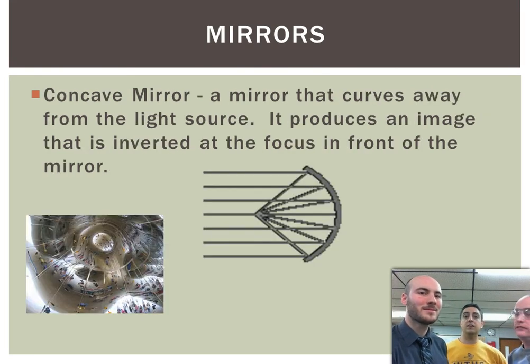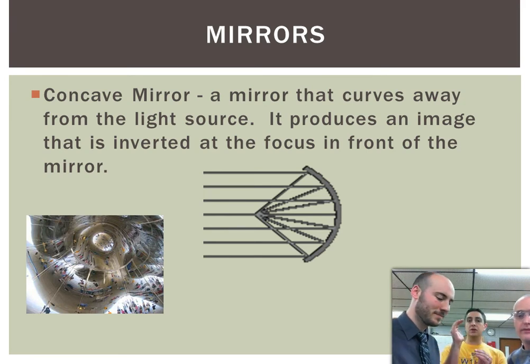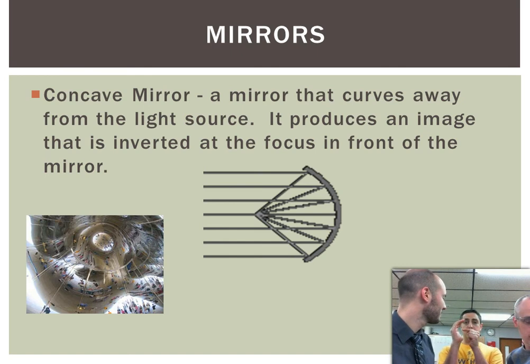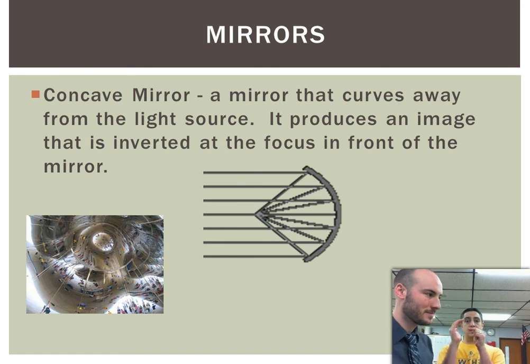Okay. Concave, on the other hand, is a mirror that curves away from the light source like we talked about, and this time you're going to get an image that's actually upside down from what you looked at. And it's inverted at the focus in front of the mirror. So there's a certain spot. If you're on a concave mirror, if you get close enough to the mirror, it'll flip it back upright. If you stay away from it, at the right spot, you'll be upside down.